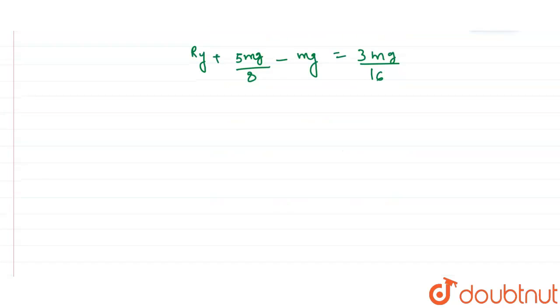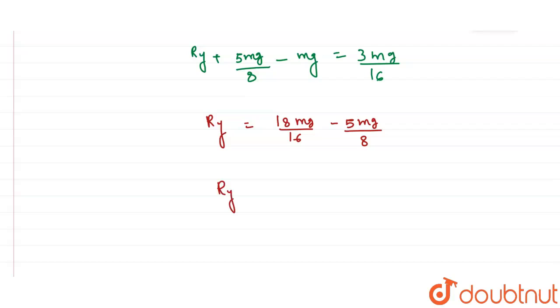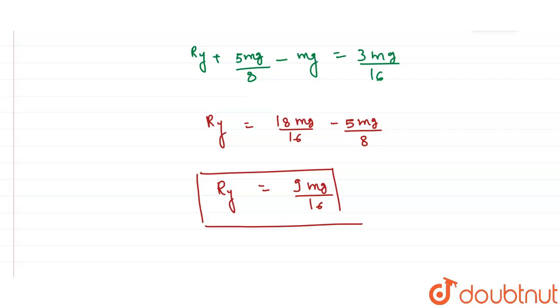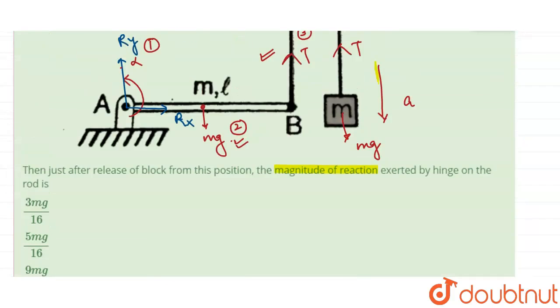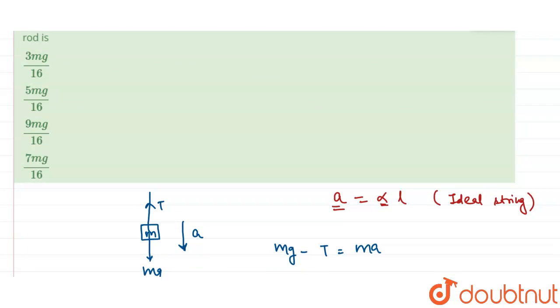Now simplifying this equation, I will have Ry equals to 19mg/16 minus 5mg/8. Further simplifying this, the value of Ry is coming out to be 9mg/16. This is the reaction which is exerted by the hinge on rod in y direction or in vertical direction. This we have to calculate. So let's check the options. In the options, the third option, which is 9mg/16, is the correct option.